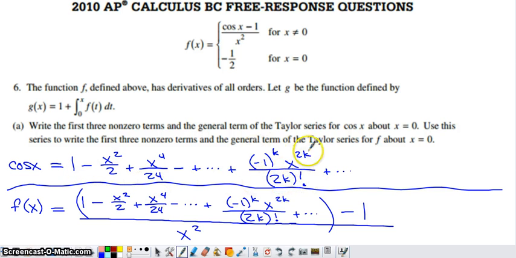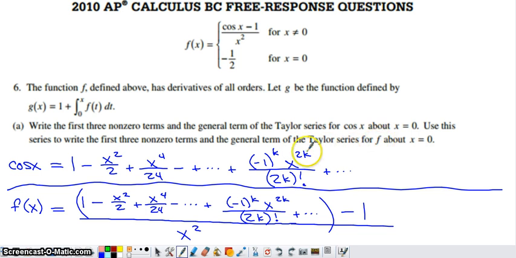So this is the rule that we would see within our series that converges to cosine of x based at 0. And then I just applied this rule with the index of 0, the index of 1, and the index of 2 to generate those first three non-zero terms. Now in the second part of part A, it wants us to use the series for cosine of x to figure out the first three non-zero terms and the general term for the Taylor series for f.